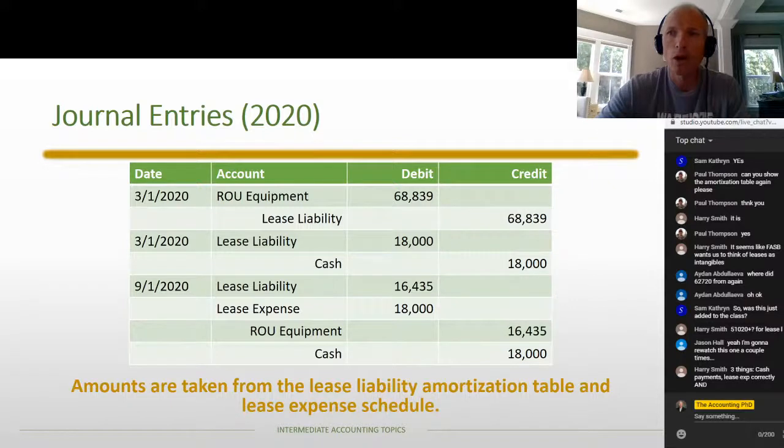So more so than probably anything you've done, you're going to heavily rely on these tables in order to figure out what the journal entries need to look like.